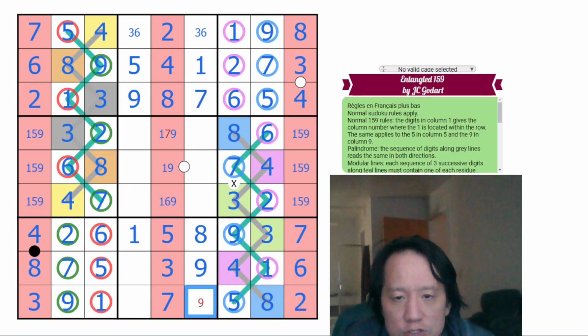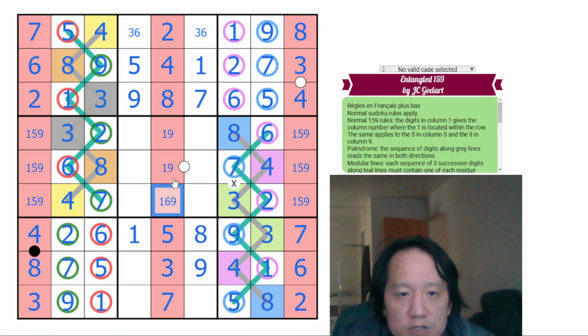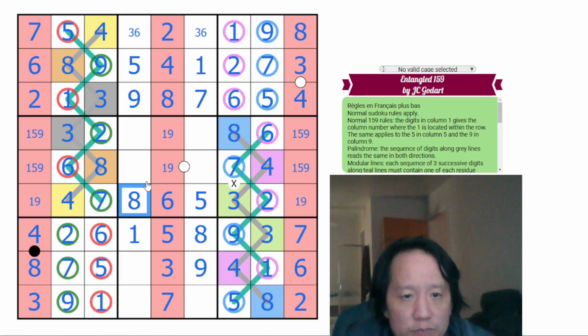This is 7 because of Sudoku. This cannot be 7, so the 6 can only be here now, which means this is 6, so this has to be 5 because of the 159 rule. So this can't be 5, this can't be 5. We know this is an 8. This is 1 or 9.